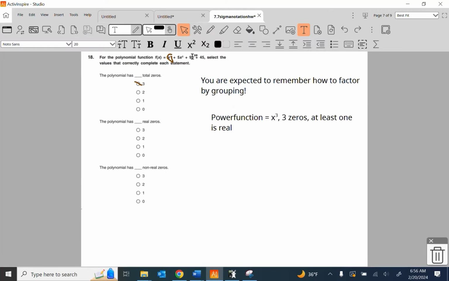How many real zeros are there? Well, what we're going to do is factor. I just look at the first 2 terms, I see an x squared in both terms. It factors as x squared times x plus 5. If I look at the last 2 terms, I can pull a 9. And what I have here is x plus 5 times x squared plus 9. And since I want zeros, set equal to 0.